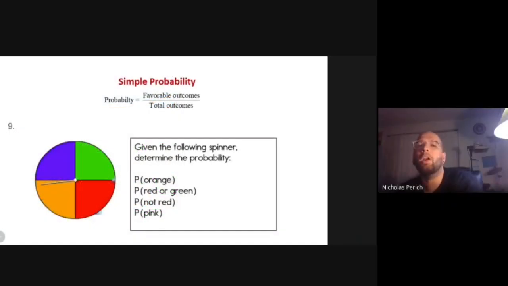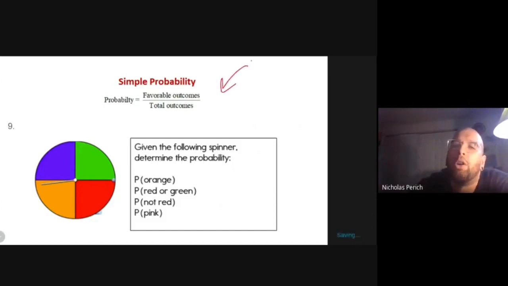It's a word. Remember probability? Hey man, roll these dice, roll this number cube, and spin that spinner. Probability is the favorable outcomes, what you want out of the total outcomes.